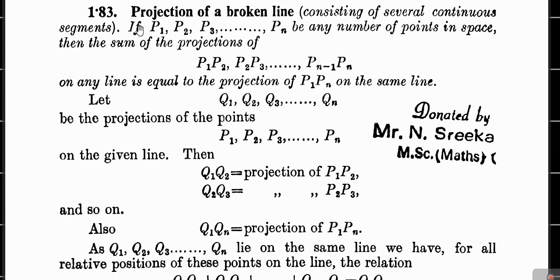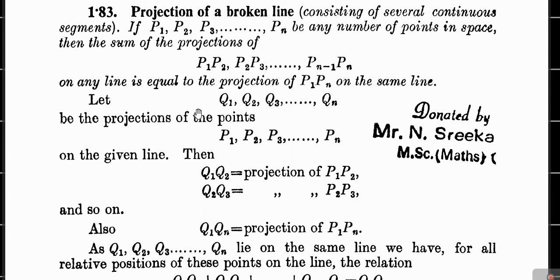Now the next article is about the projection of a broken line. Suppose P1, P2, P3 and continued up to Pn are any number of points in space. Then the sum of the projections of line segments P1P2, P2P3 and continued up to Pn minus 1 Pn on any line is equal to the projection of P1Pn on the same line.